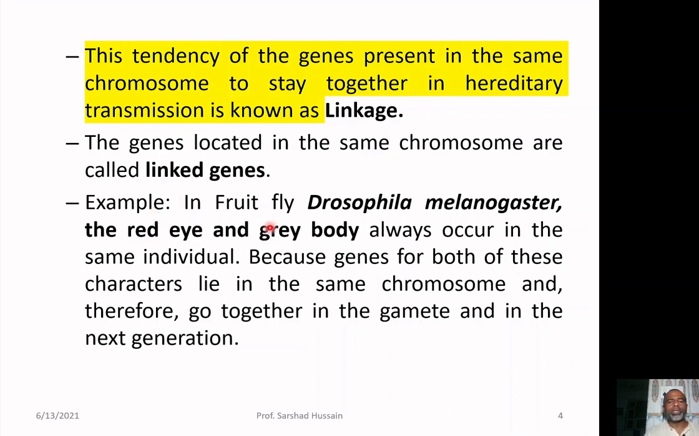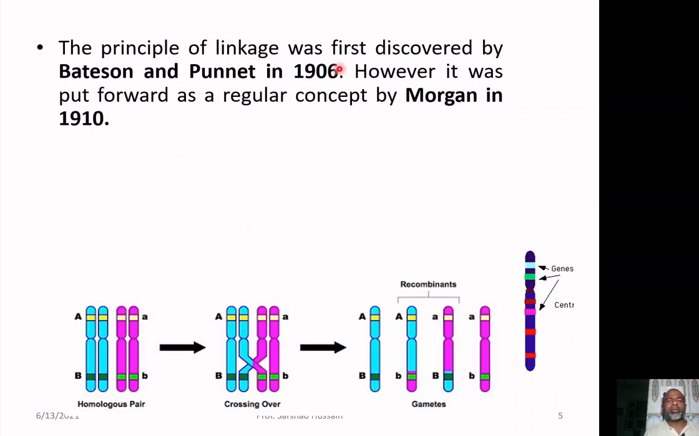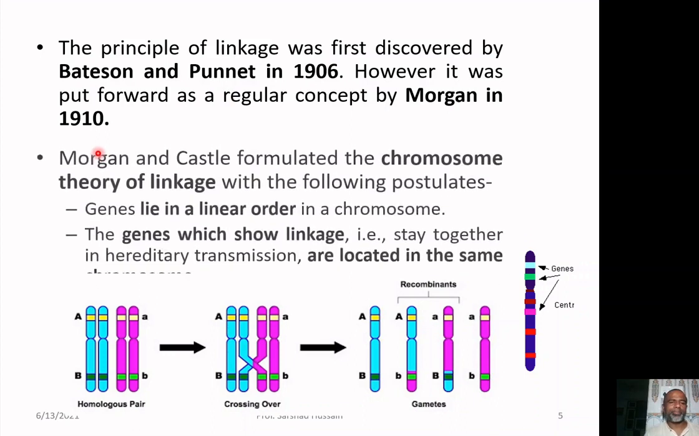This example can be found in Drosophila melanogaster, in which the gene for red eye color and the gene for gray body are always found together in the offspring, because both genes are present on the same chromosome and they are linked genes. The principle of linkage was first discovered by Bateson and Punnett in 1906. However, it was put forward as a regular concept by Morgan in 1910.